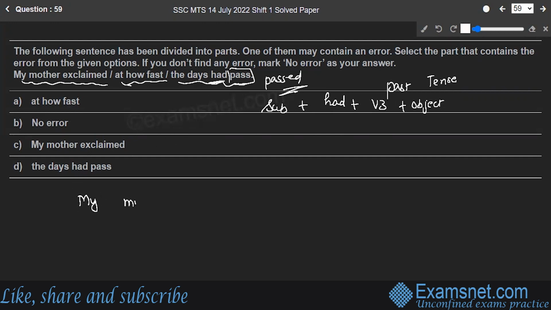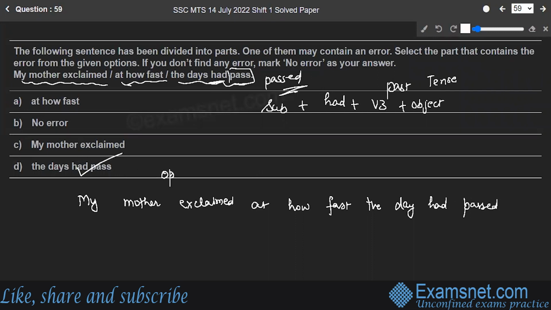My mother exclaimed at how fast the day had passed. Okay, so this is the part of the sentence which is containing an error, and option D is the correct answer to the question. Hope you're clear with this. Then let's move to the next question.